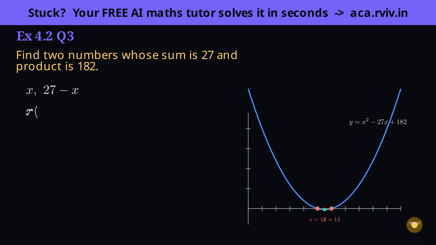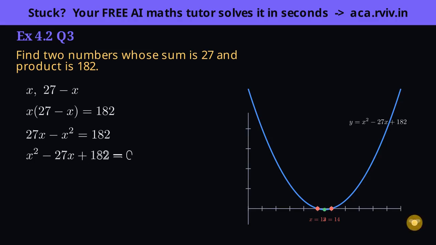Now the second condition, the product is 182. Multiply the two expressions and set equal to 182. Multiply out to 27x minus x squared. The x times minus x is what conjures the x squared. Move everything to one side and flip signs so the x squared is positive, giving standard form.